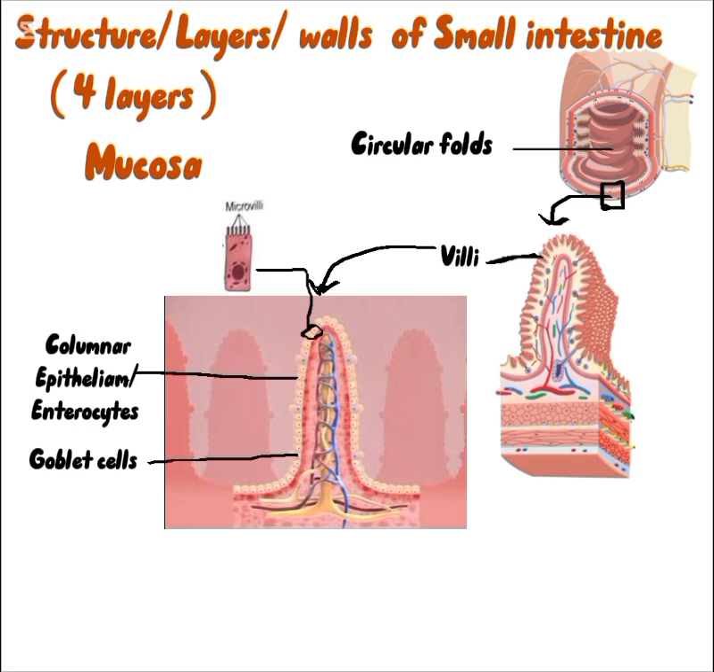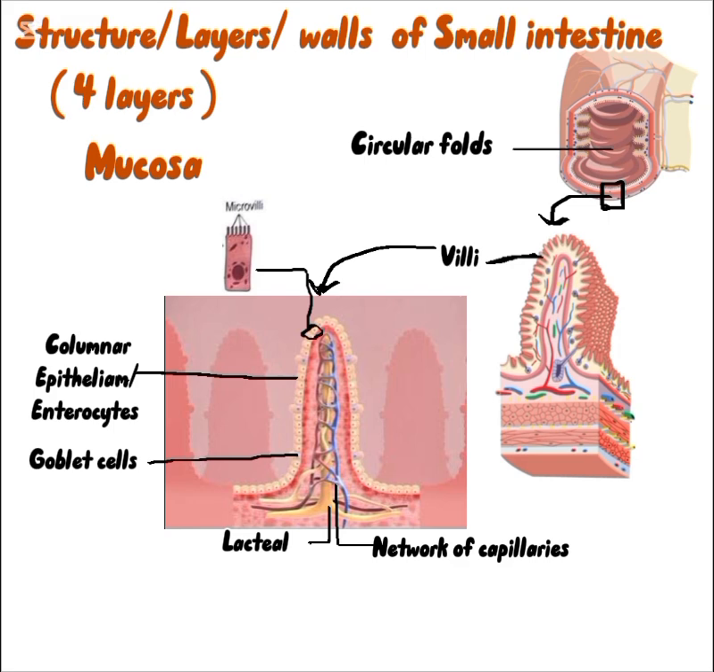These epithelial cells surround the network of capillaries and lymphatic vessels. Lymphatic vessels are called lacteals because absorbed fat gives the vessels milky appearance. Intestinal glands are also found beneath the surface between the villi.